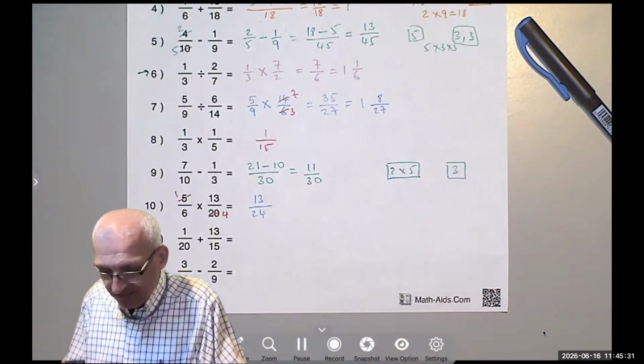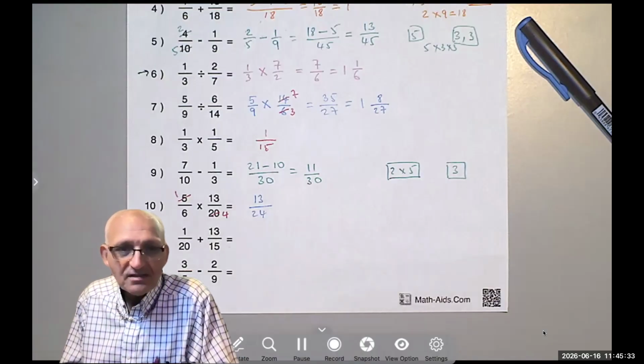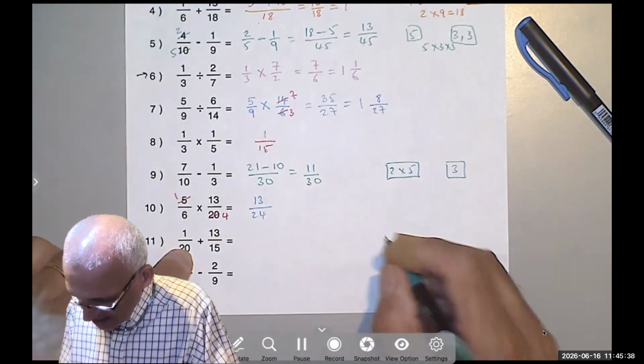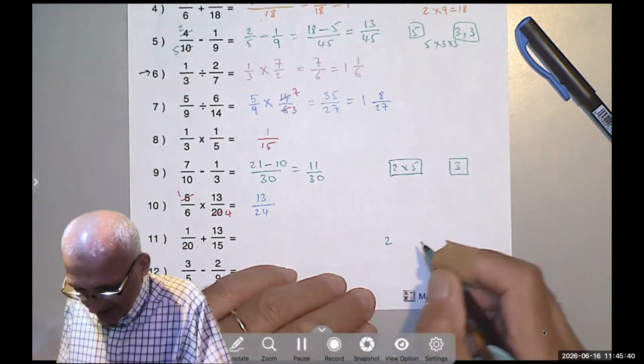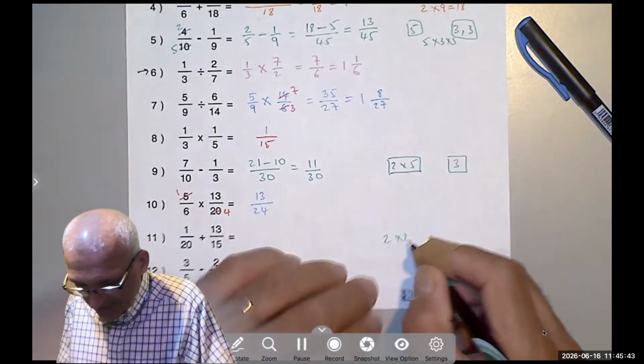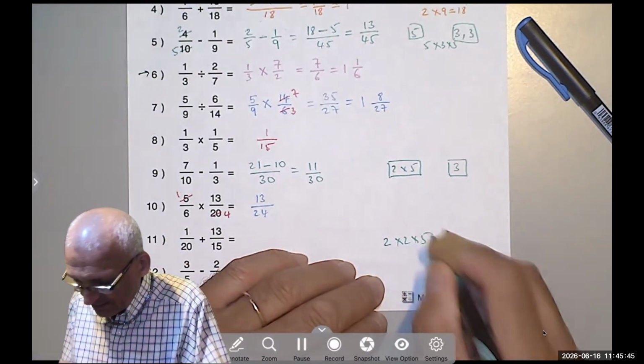Here I have 20 and 15. Oops, no, they are not different. They have stuff in common because the 20, it's even. So 2 times 10. 10 is even. So 2 times 5. 5 cannot be simplified.